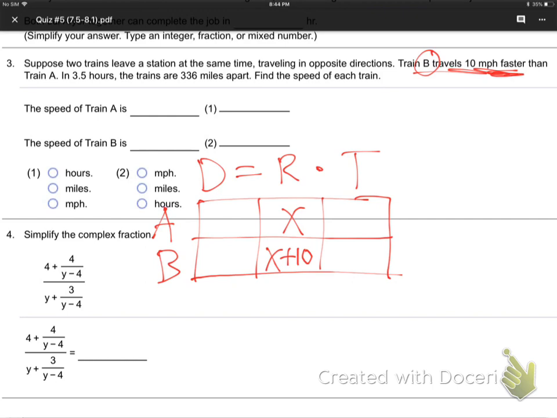If they said A is 10 faster, I would do an X plus 10 for A. Right? Get the idea? So whatever they tell me, I just put it in the box, and the other box is X. Okay, let's take the next fact.